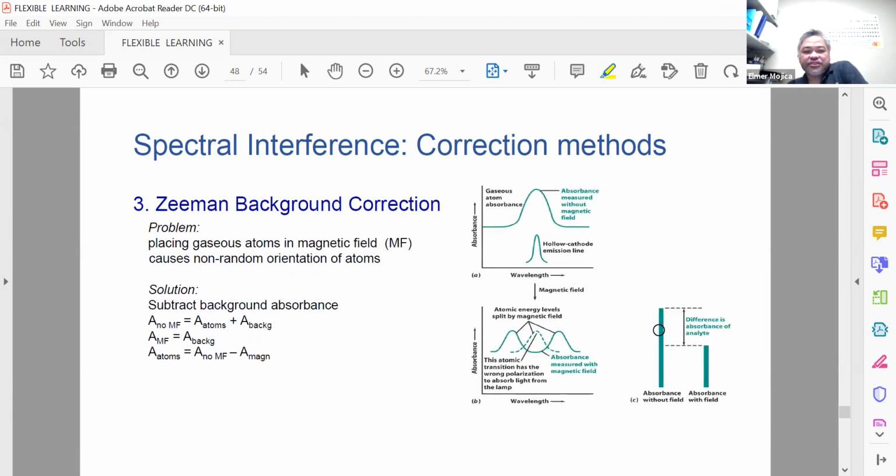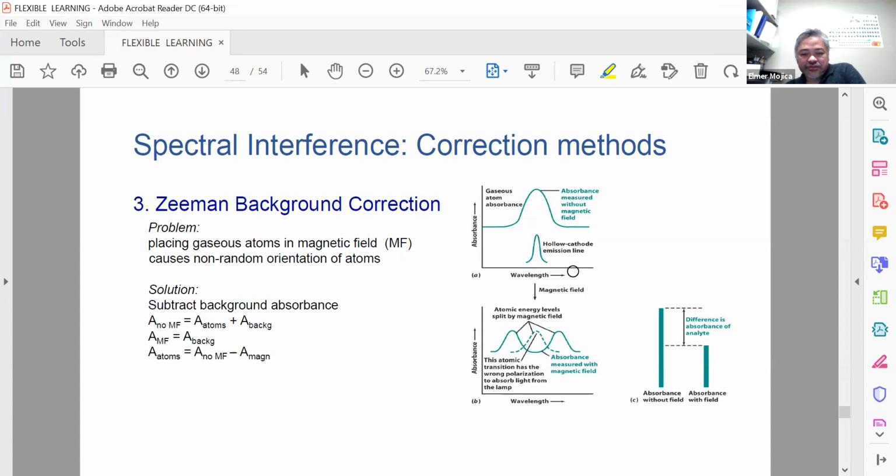Now you can also do this so-called Zeeman background correction. So this is just placing your gaseous atoms in a magnetic field. It causes the random orientation of the atoms. So you have a gaseous atoms absorbance like this one, and then in the hollow cathode emission lamp, this is what you have. So the absorbance measured without magnetic field, and this is the hollow cathode emission.